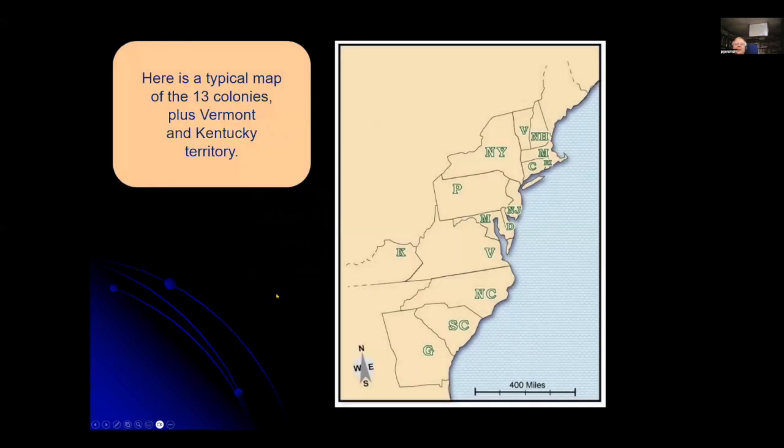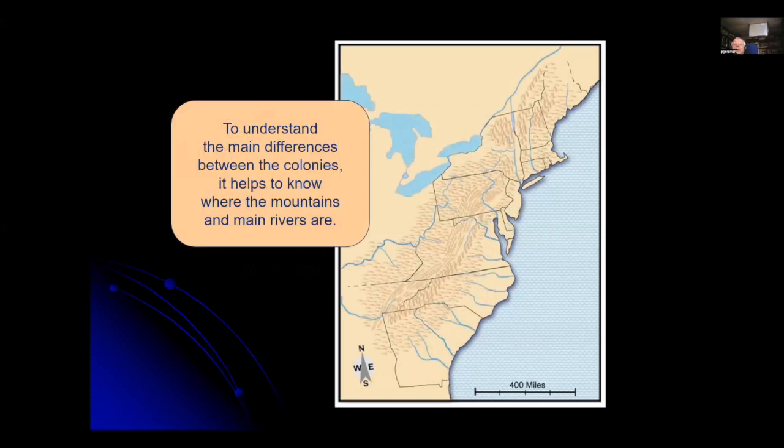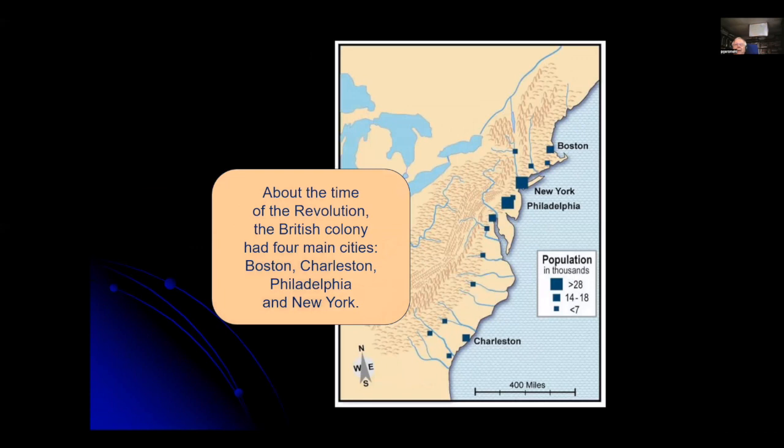So there's a typical map of the 13 colonies. It's just lifted directly off of your clickable. It's also the map that you use for your colonies game. You can add the mountains to it, and that gets even closer to the map that we've got for the colonies game there. And at the time of the Revolution, the British colony had 4 main cities.